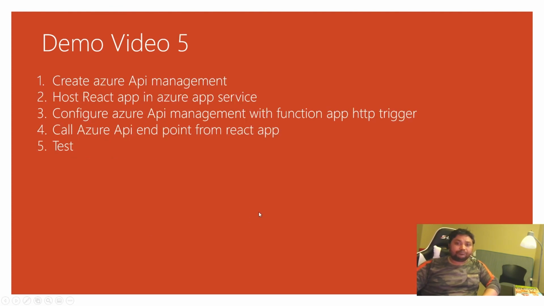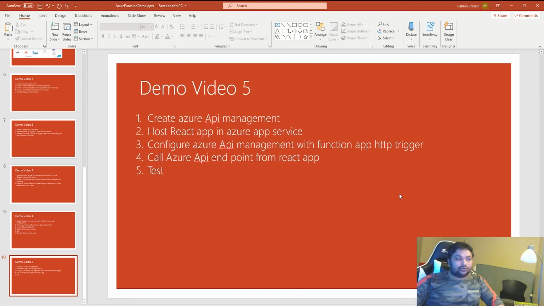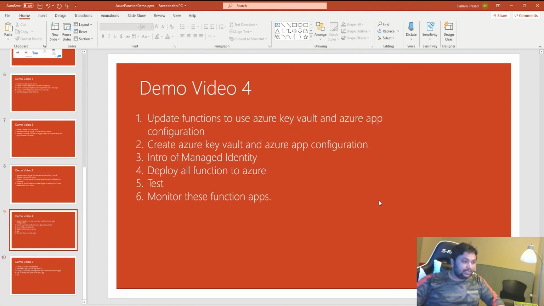In demo number 5, we are going to create Azure API Management. We are going to host a React app in Azure App Service. We are going to configure Azure API Management with the function app trigger. Then we are going to call the Azure API endpoint from the React app, and then we are going to test that. So this is what we are thinking for this 5 or 6 video series for Azure Functions, mainly dealing with all this.